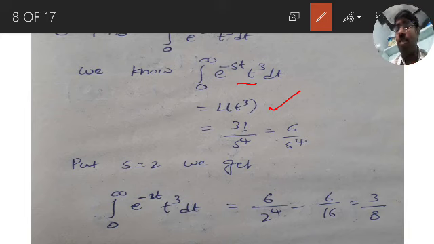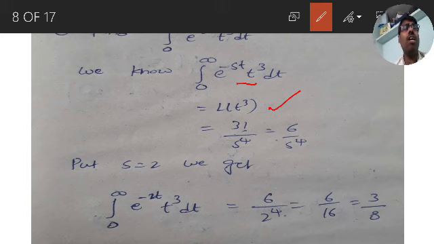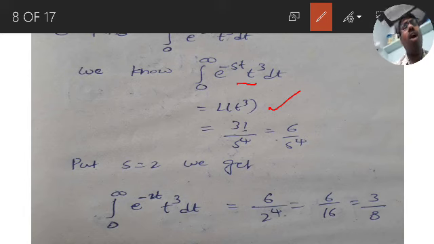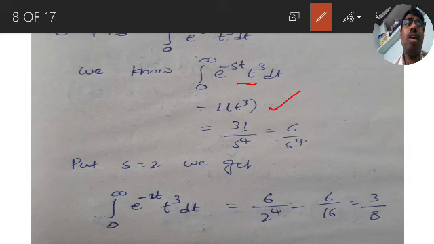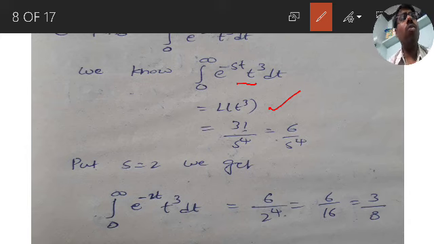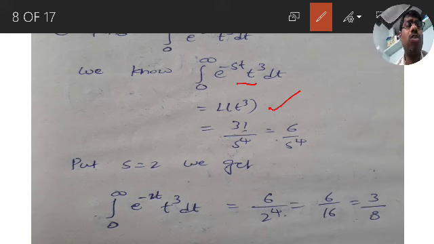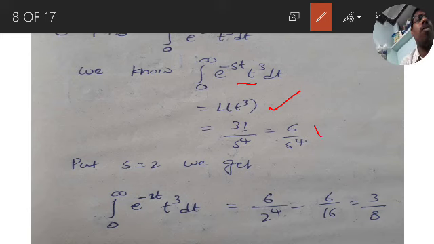So what is L of t to the power of n here? L of t to the power of n is n factorial by s to the power of n plus 1. Now L of t cubed is 3 factorial by s to the power of 4. What is 3 factorial? N factorial means 1 into 2 into 3 into 4 and so on, into n minus 1 into n. That is n factorial, the multiplication from 1 to n. So 3 factorial is 1 into 2 into 3, which is 6. Therefore, 3 factorial by s to the power of 4 is 6 by s to the power of 4.